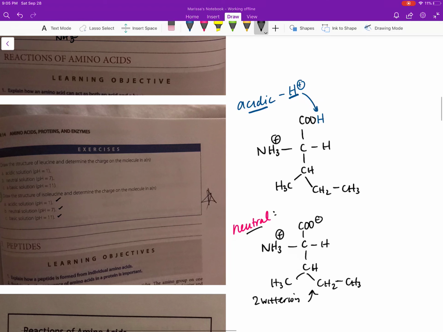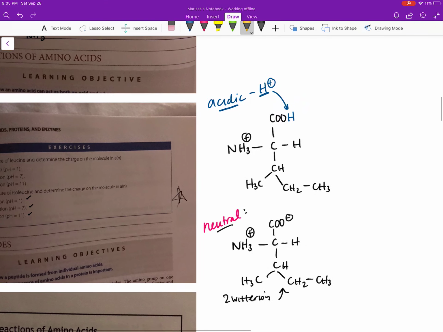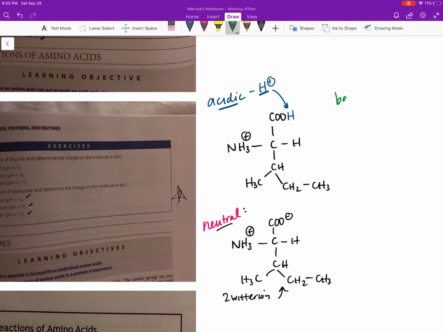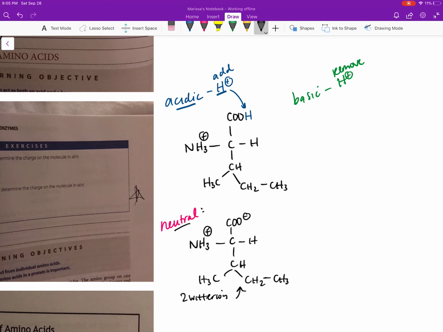Now the last one is basic. So we have to think about when we did acid base, what we said happened with basic solutions. So in basic solutions, we are going to basically remove the H pluses, as many as we can. Okay, so if I draw this now, the nice thing is they are going to be somewhat related to each other.